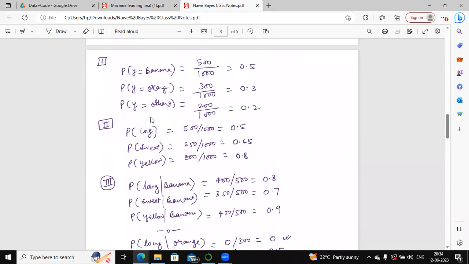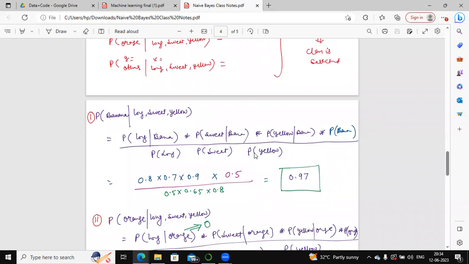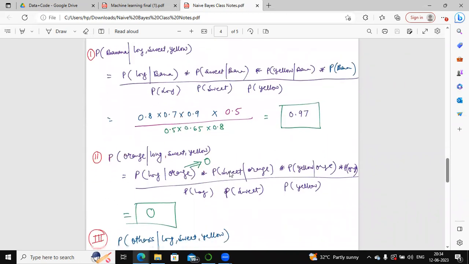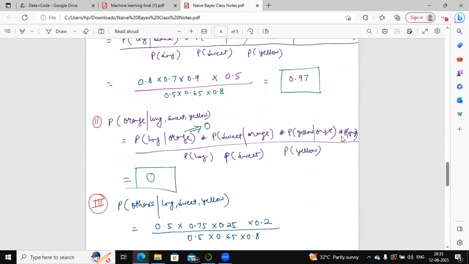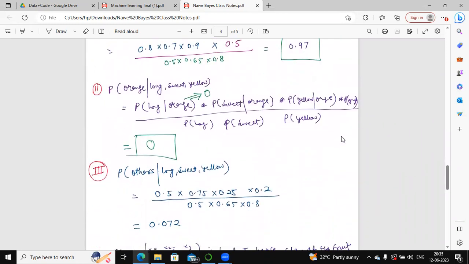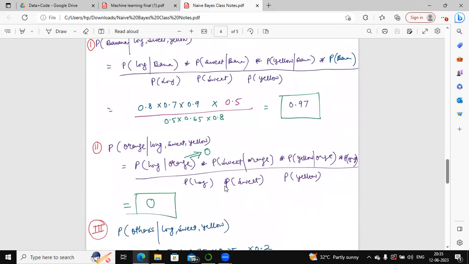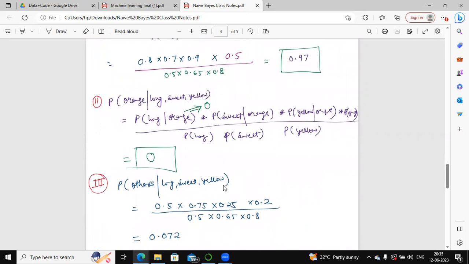Probability of long given orange is how much? It is 0. So the whole numerator will become 0, because we have the probability of long given orange as 0. So the whole thing is equated to 0. Now the other: P of others given long, sweet, yellow is probability of long given others, into probability of sweet given others, into probability of yellow given others.